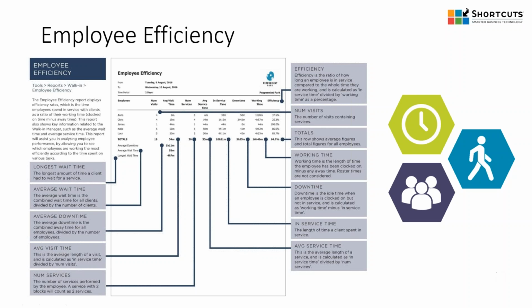So the first one, the employee efficiency. This report will show us longest wait time, average wait time, average downtime, average visit time, as well as number of services. It'll also give us the efficiency. The efficiency is the ratio of how long an employee is in service compared to the whole time they are working, and is calculated as in-service time divided by working time as a percentage. So for each employee, you'll get an efficiency and number of visits. You'll get total across the whole store, which also gives you total efficiency, working time, downtime, in-service time, and average service time.